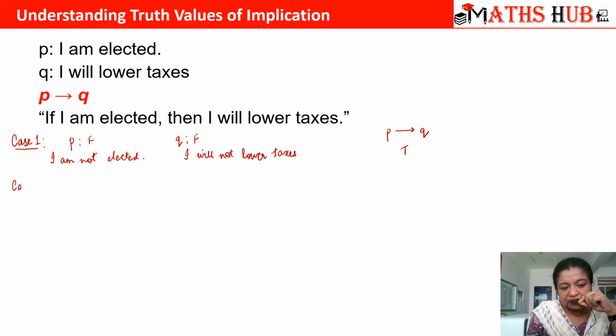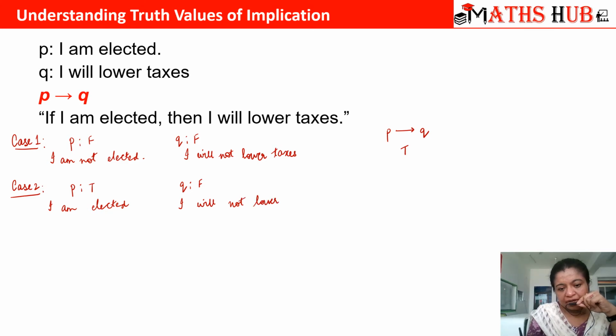Now let's take up case number two, when P is a true statement and Q is a false statement. That means I am elected and I will not lower the taxes, right? That means I cheated the people, isn't it? If I got elected and I am still not lowering the taxes, then what will P implies Q be? It should be a false statement. That means I've cheated, right?